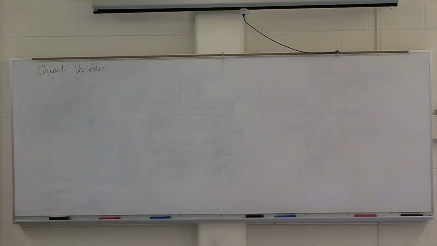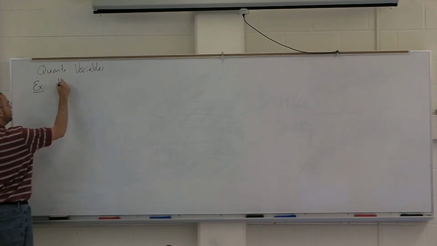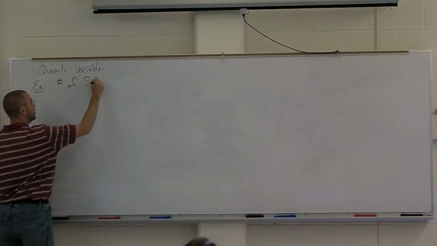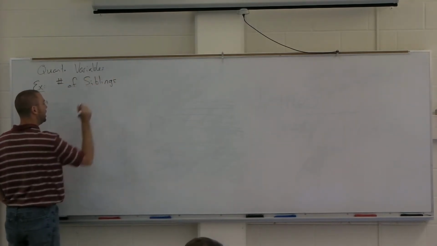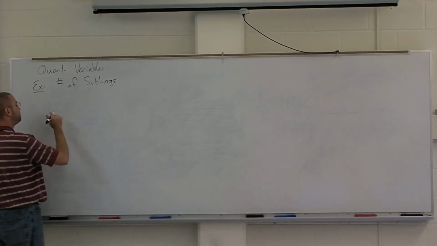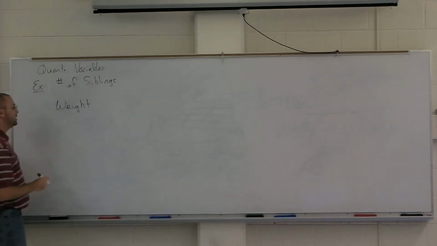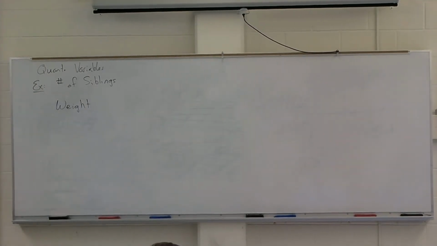Now, I can give you some simple examples of quantitative variables. For example, number of siblings. That's an example of a quantitative variable. Another example of a quantitative variable is, for lack of a better one, weight. Weight is another example. Now, these 2 quantitative variables are examples of the 2 different categories that one can fit quantitative variables into.